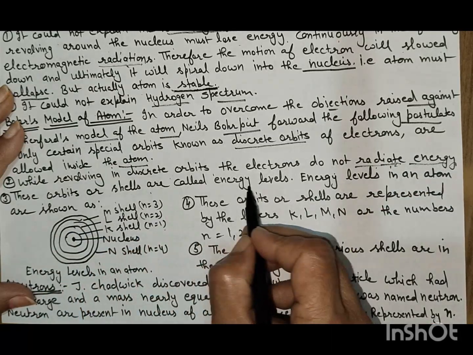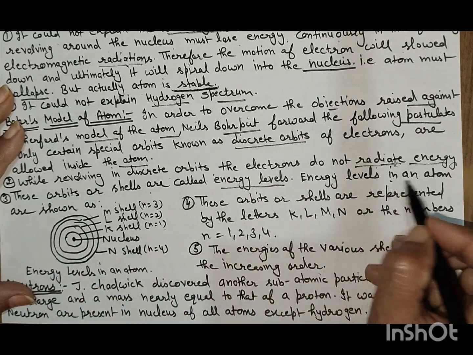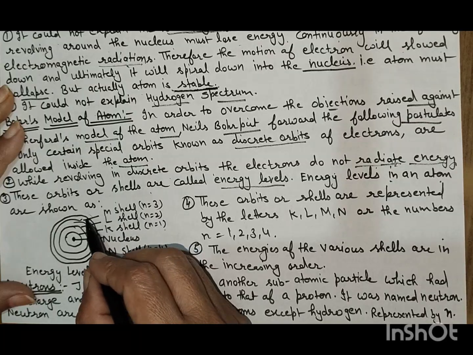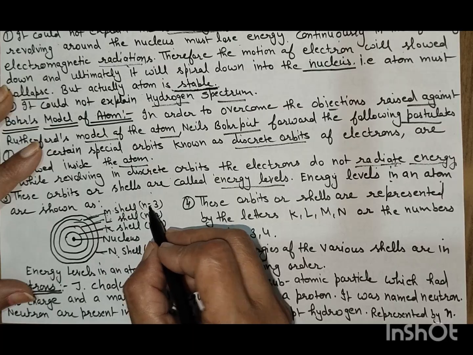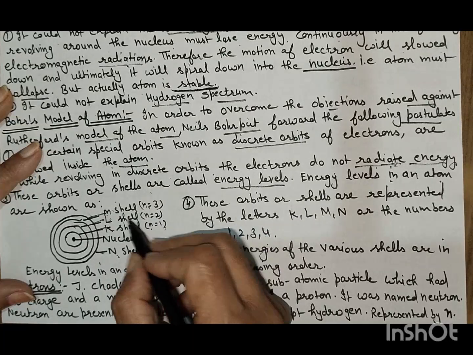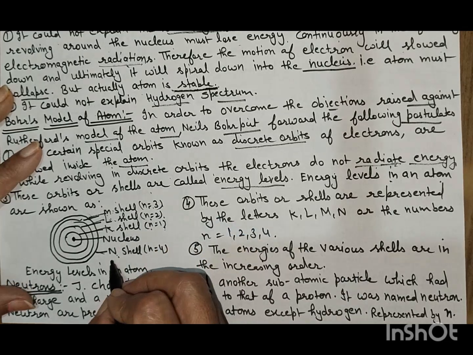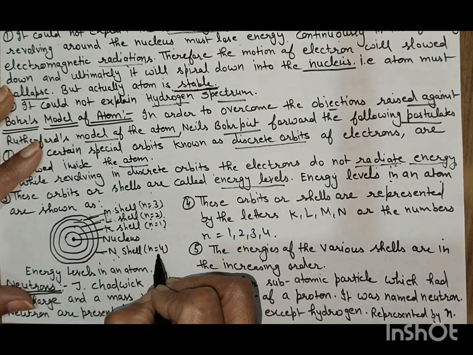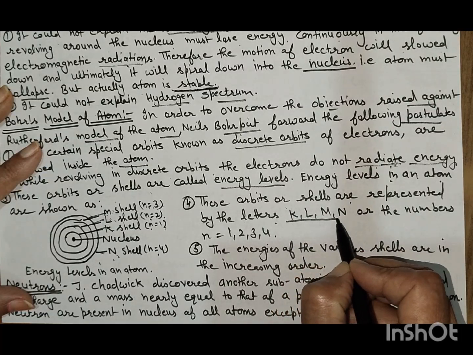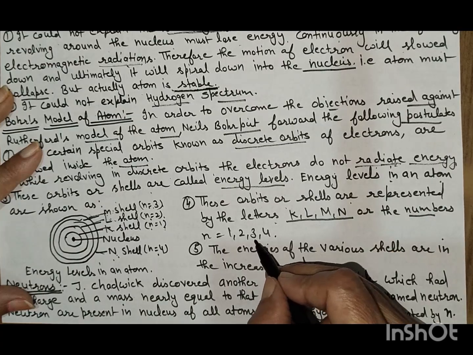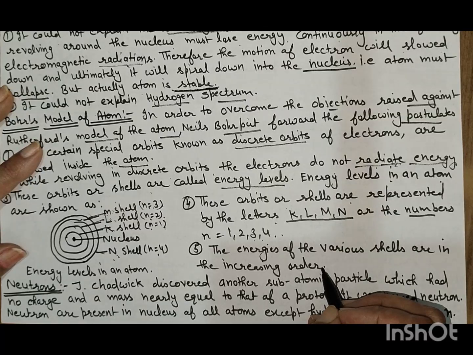These orbits or shells are called the energy shells. Energy levels in an atom are shown as K, L, M and N, in which K is n equal to 1, L is n equal to 2, M shell is n equal to 3 and N shell is n equal to 4. These orbits or shells are represented by the letters K, L, M, N or the numbers 1, 2, 3, 4. The energies of the various shells are in increasing order.